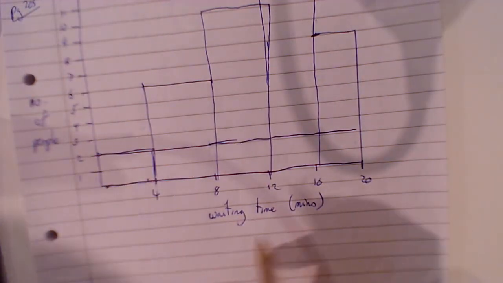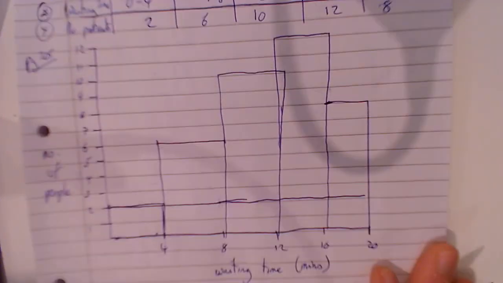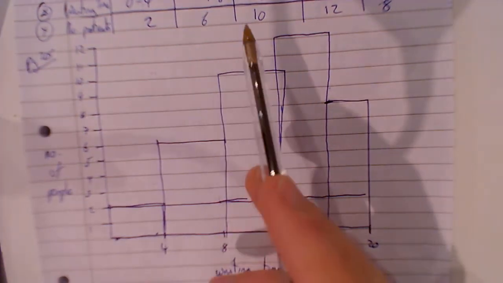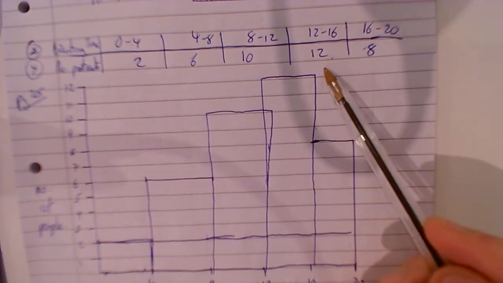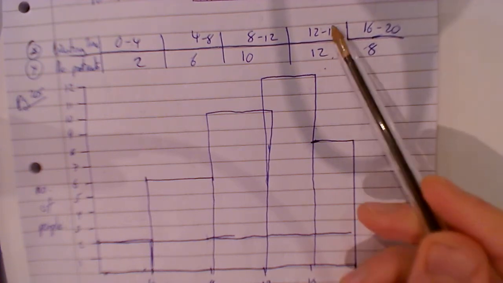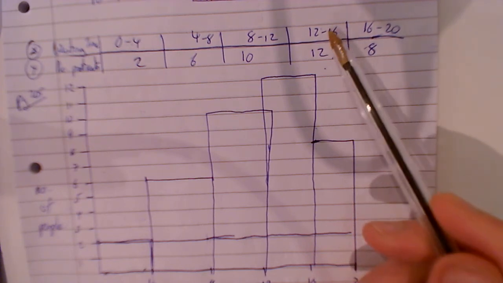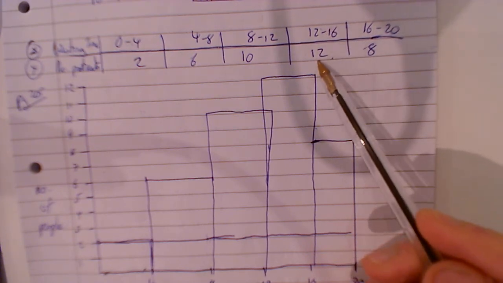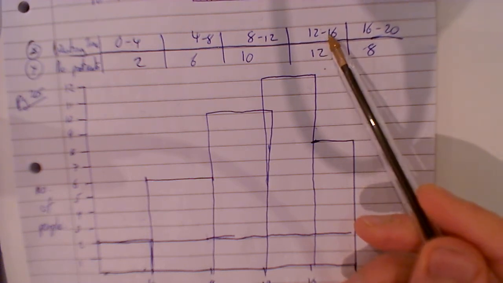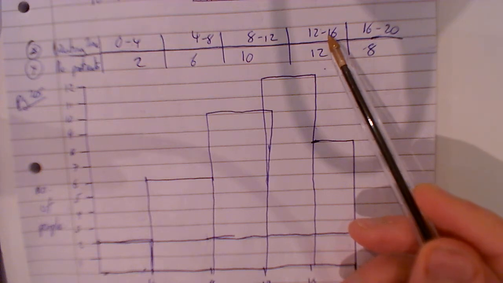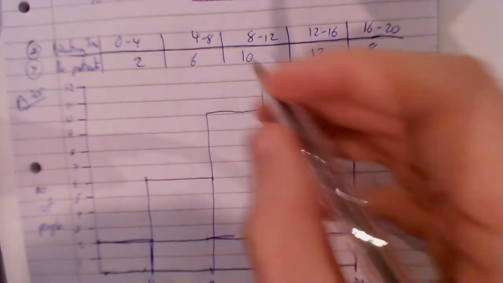Now, questions that they could ask you here. Well, the main one is they could ask you, what is the mode? The mode here is the most common, so it's 12 to 16. The mode, the most common. What's the modal waiting time? They might say modal, M-O-D-A-L, and you would say, well, 12 patients here, so the most common is 12 to 16 minutes.